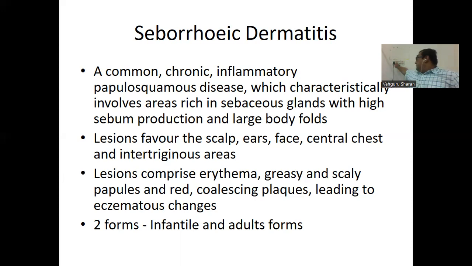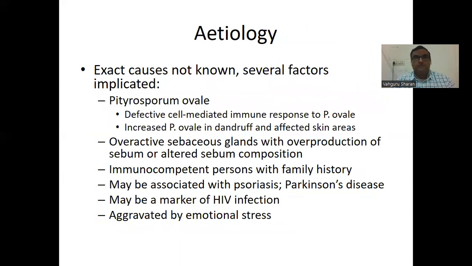Now, there are two forms, infantile and adult forms. What is the etiology of seborrheic dermatitis? Exactly, nobody knows, but several factors have been implicated. The most common is a fungus, Malassezia furfur. Now, what does it do? It disturbs the cell-mediated immune response to Malassezia, which causes this.